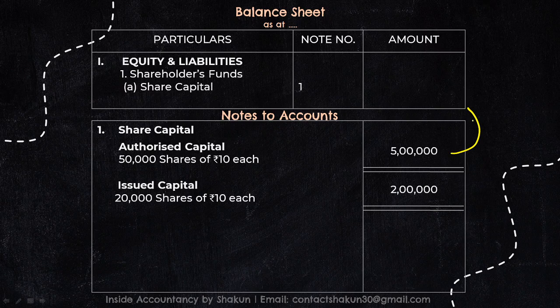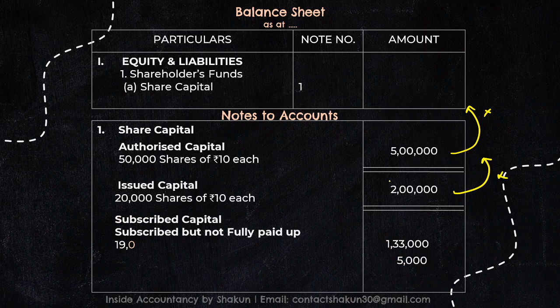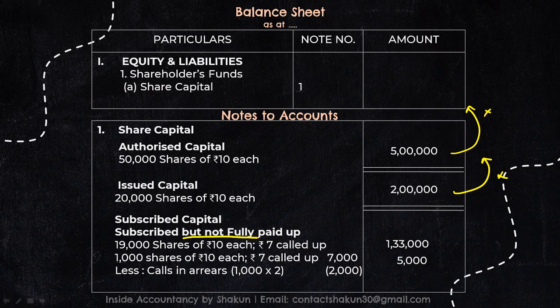The amount of authorized capital does not go to the balance sheet, neither does the amount of issued capital. What goes to the balance sheet is the subscribed capital. Subscribed capital will be shown under subscribed but not fully paid up. Why but not fully paid up? Because the company has not called up the full value. The company has only called up 7 rupees per share.